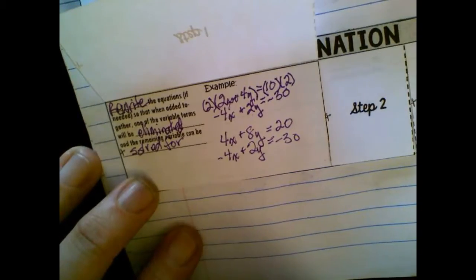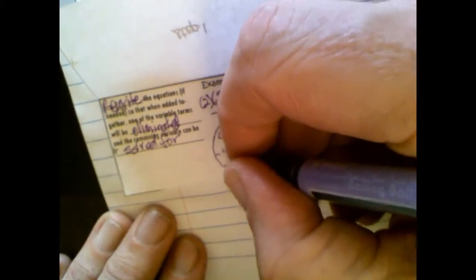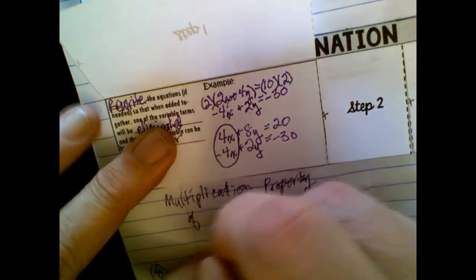Okay, so that was step one, is try and get opposites. Okay, and just as a reminder, we're using the multiplication property of equality.